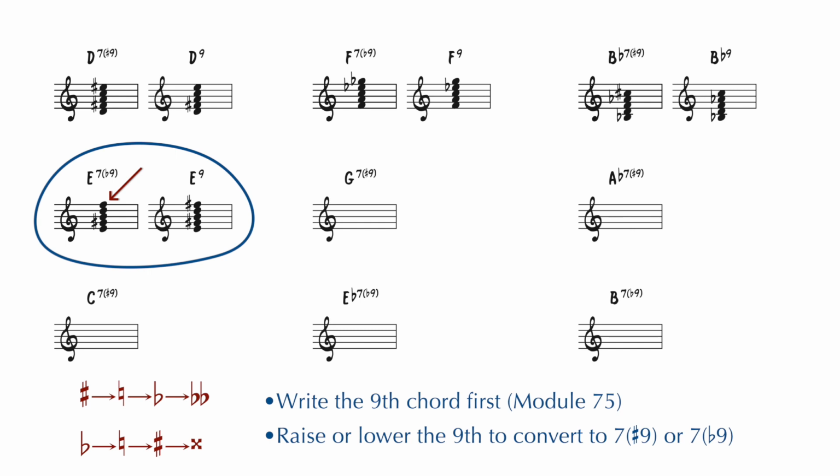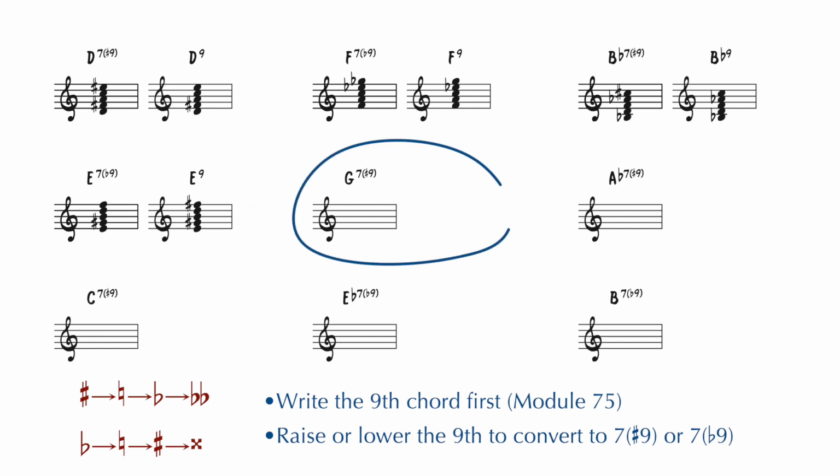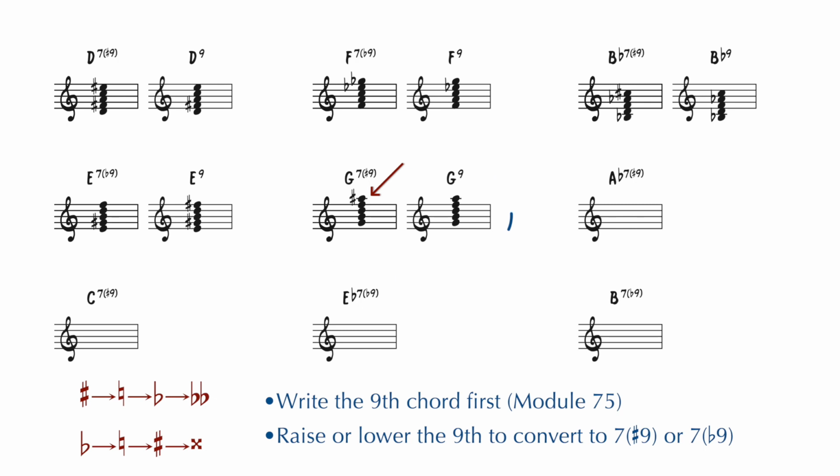E7 flat 9. Number 5, G7 sharp 9. First write a G9 chord. That's going to be G, B, D, F, and A. This is a sharp 9 chord, so we're going to raise the ninth. The ninth is A, becomes A sharp. Now we have G, B, D, F, and A sharp. G7 sharp 9.